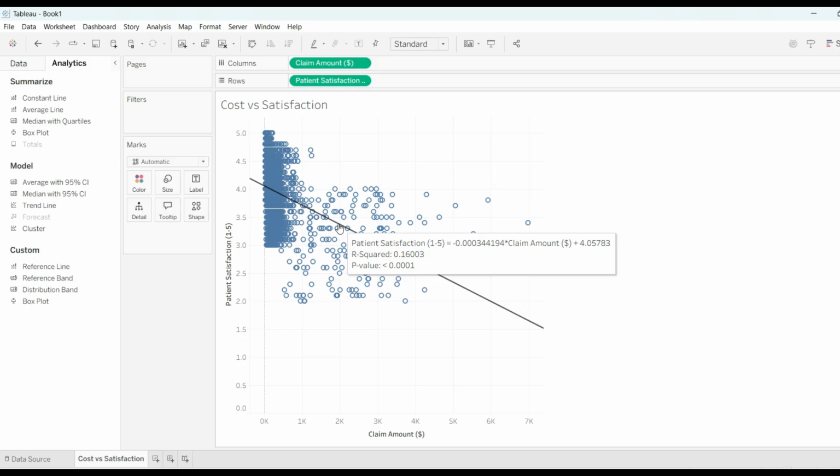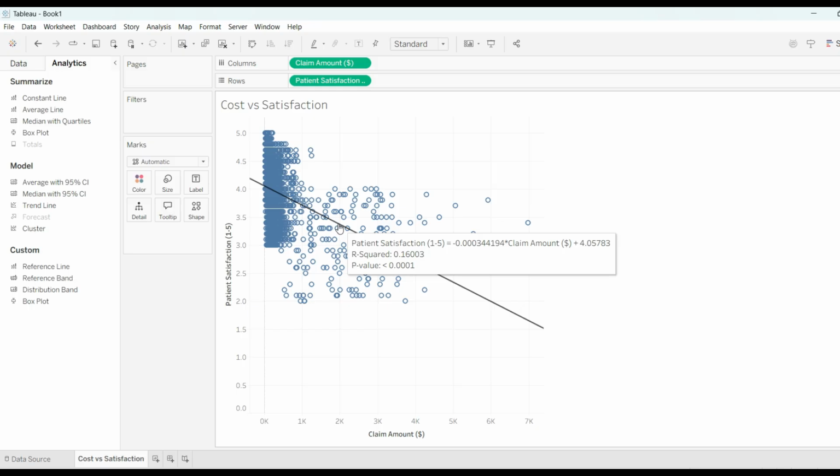So here we go. I'm going to walk through each one of these. The equation looks like this: patient satisfaction equals the slope times claim amount plus the intercept. I'm hoping you sit there and go, what in the world is she talking about? Oh my goodness, now I understand, we really didn't get into predictive analytics.